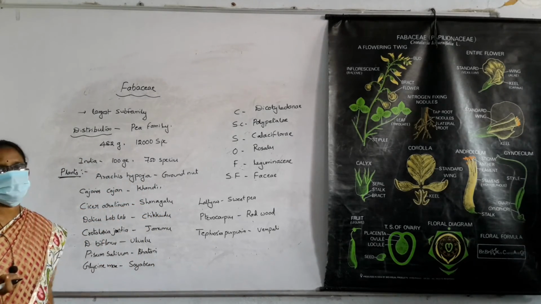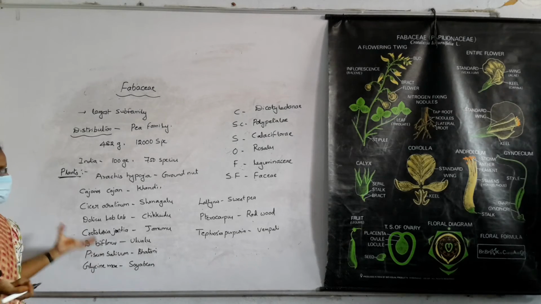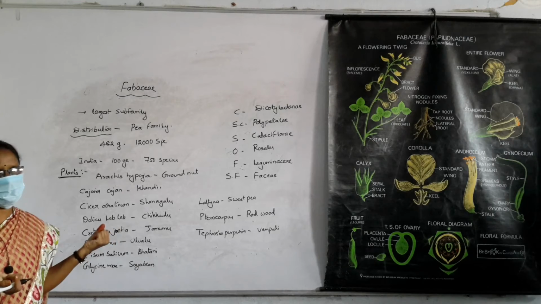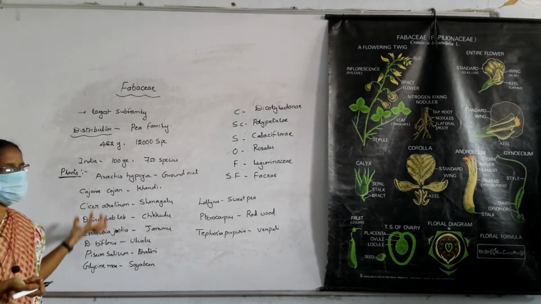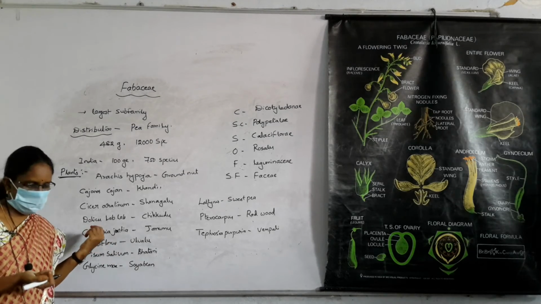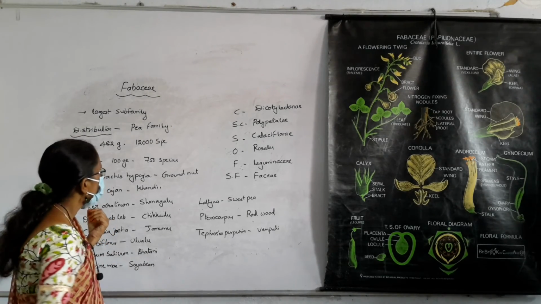These are normal examples of the Fabaceae plants. These are all normal plants of the largest family, the peanut family or pea family.